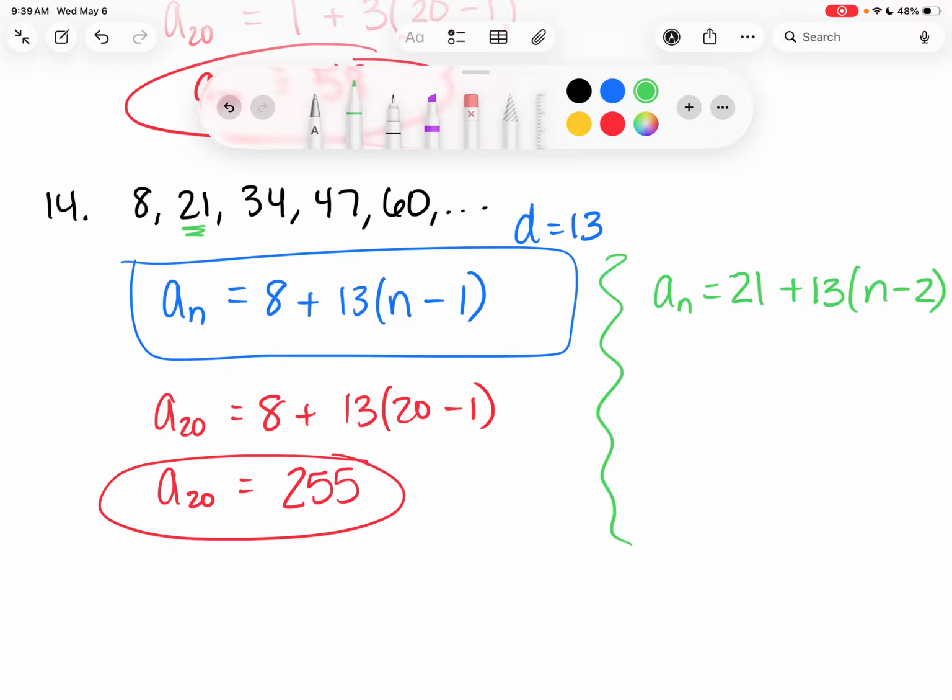Now, that's going to be important because the problems that we're about to get into are going to require us to basically use this formula instead, because they're going to start you with a different term and you're going to have to use that to set up what it would be and find a certain term.